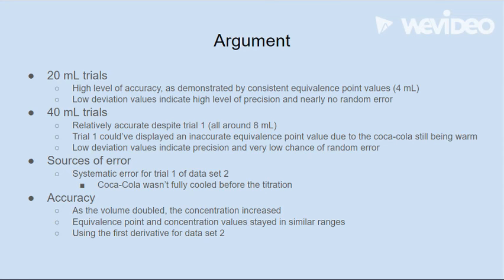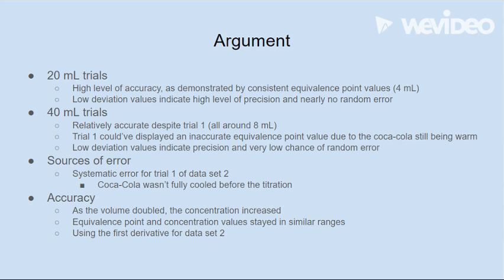There was also a reasonably low standard deviation of 4.29 times 10 to the negative fourth, and relative standard deviation of 2.62 times 10 to the negative second. These values relative to the deviations for the first dataset aren't as precise, but still indicate precision since they are low values. This lower level of precision as compared to the first dataset could be attributed to the fact that only the first derivative could be used to determine the equivalence point, which isn't as accurate as the second derivative, which was used for the first dataset.